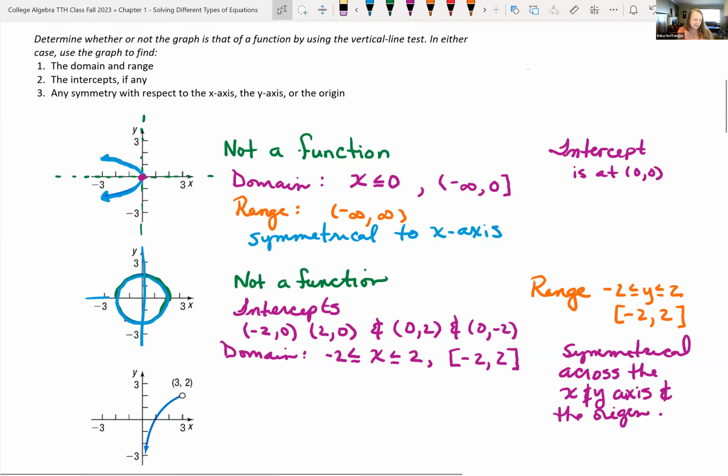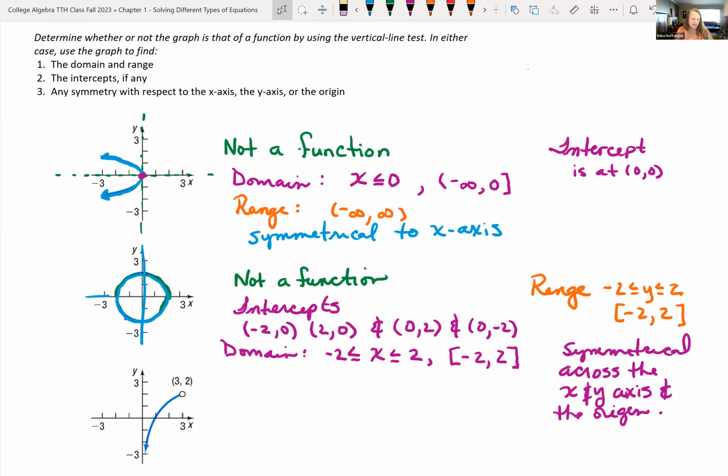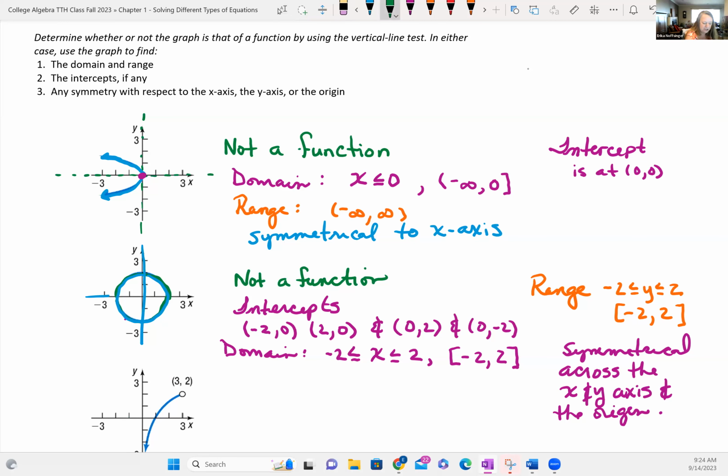So the last equation or graph that's given to us wants to know, is the following a function or not? Well, this is a case where I can draw a vertical line anywhere, and it's only going to intersect at most one time. And so in this case, this is a function.